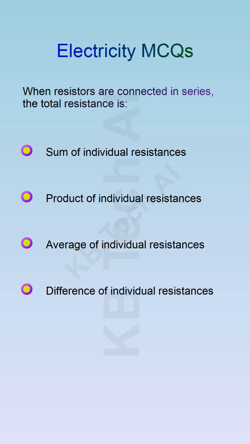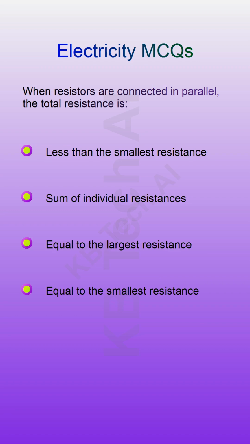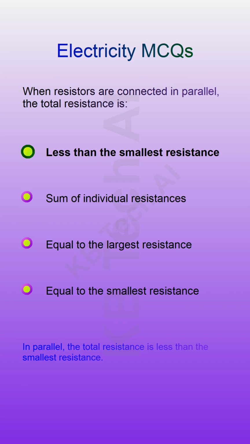Option 2, product of individual resistances, Option 3, average of individual resistances, Option 4, difference of individual resistances. The answer is Option 1, sum of individual resistances. When resistors are connected in parallel, the total resistance is Option 1, less than the smallest resistance, Option 2, sum of individual resistances, Option 3, equal to the largest resistance, Option 4, equal to the smallest resistance. The answer is Option 1, less than the smallest resistance.